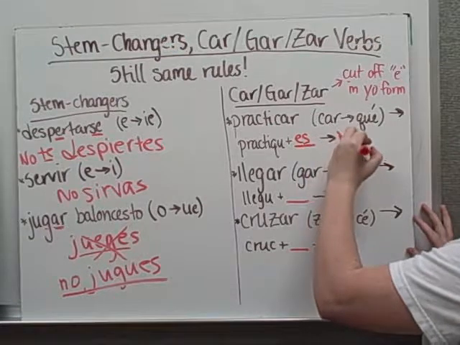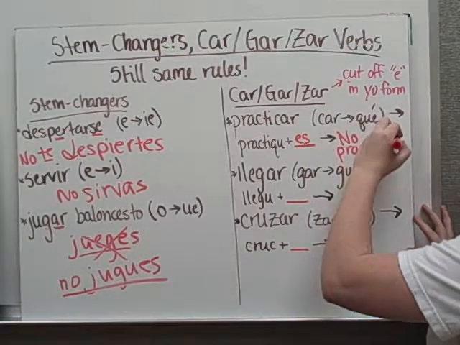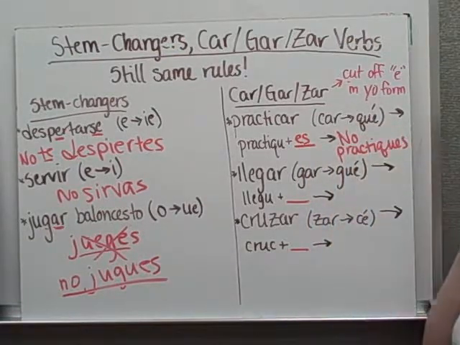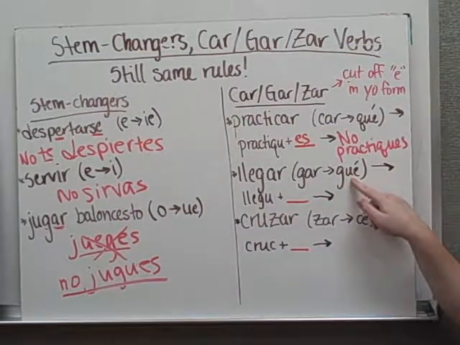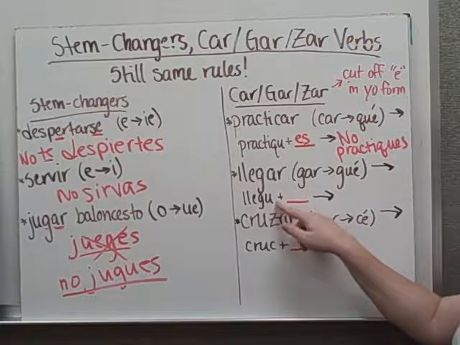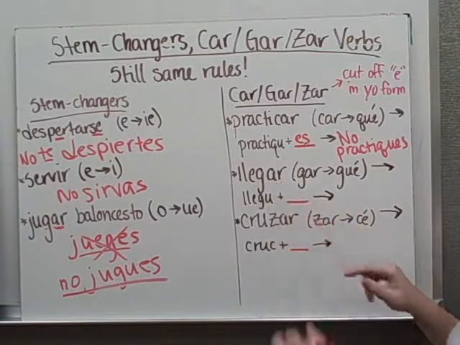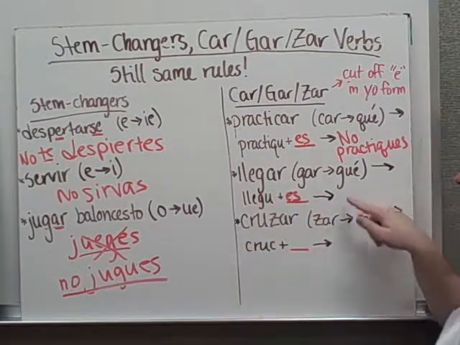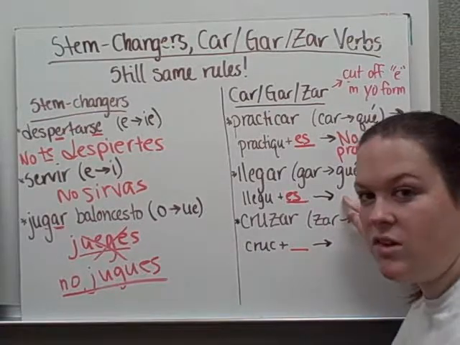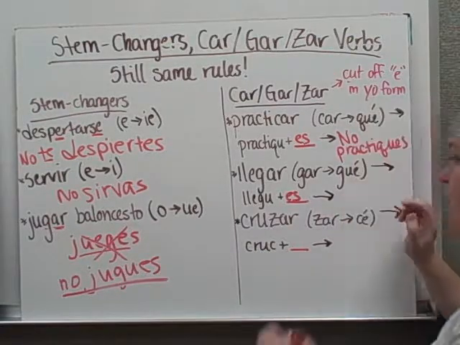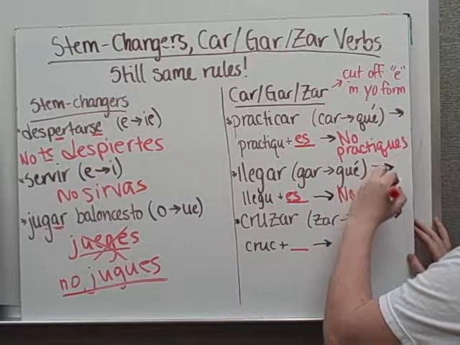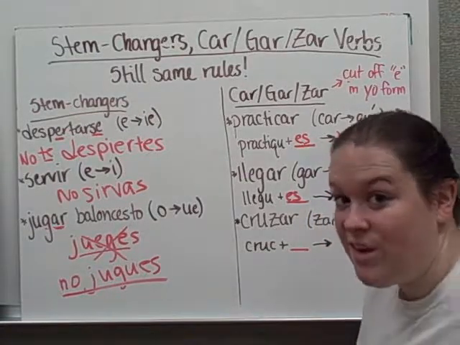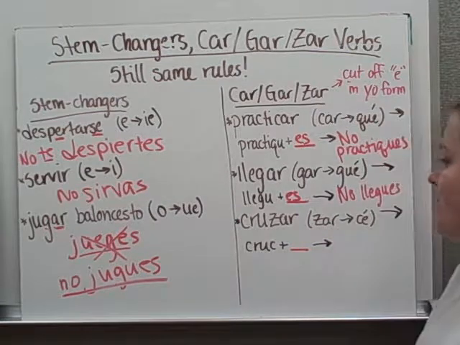No practiques. Llegar, that's a gar verb. So in yo form, it's llegué. We cut off the E, and since it's an AR verb, we add ES. What do we always add before the verb? Every single time? Always a no. No llegues. No llegues. Don't arrive on time.